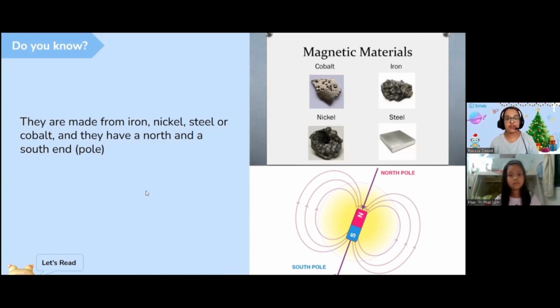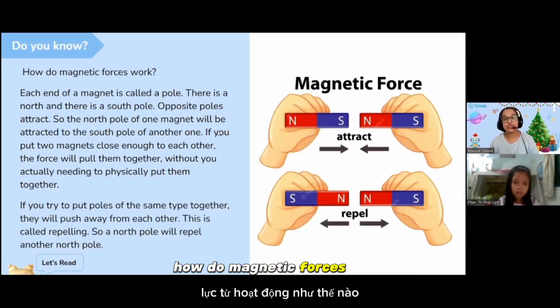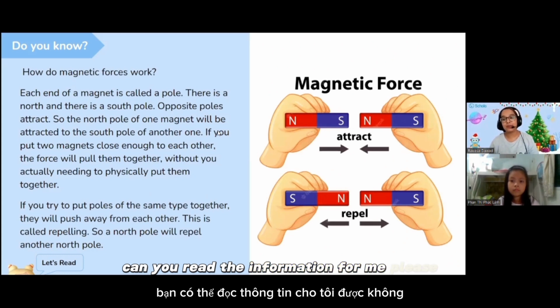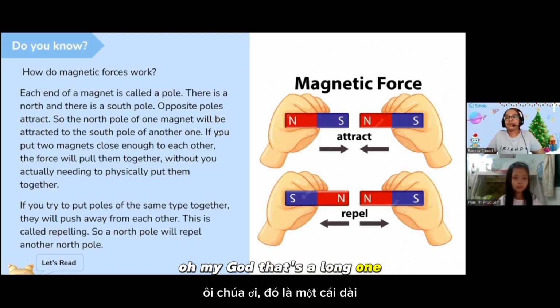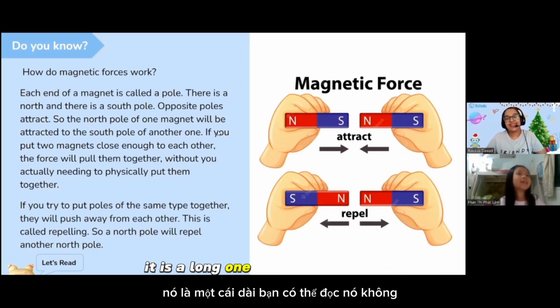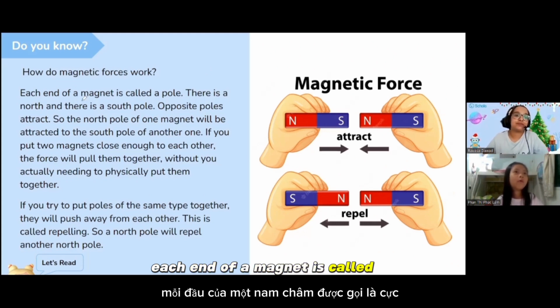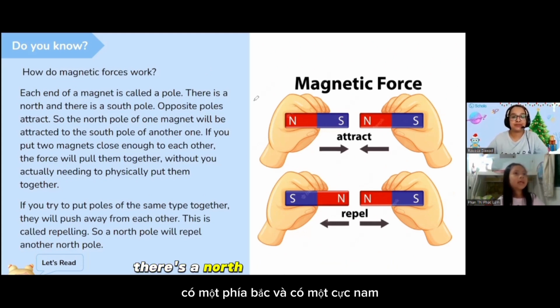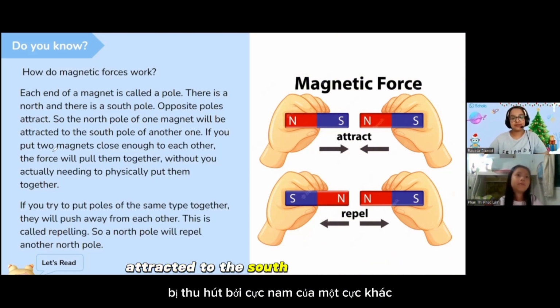Okay, very good. Let's look at this information here. How do magnetic forces work? Can you read the information for me, please? Oh my God, that's a long one. It is a long one. Can you read it, please? How do magnetic forces work? Each end of a magnet is called a pole. There is a north and there is a south pole. Opposite poles attract. So north pole in one of the magnet will be attracted to the south pole of another one.